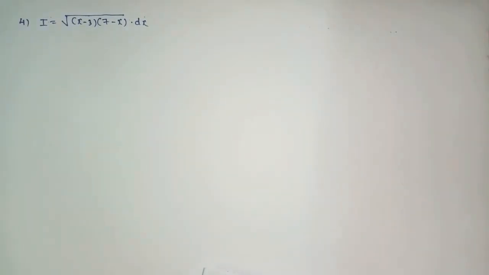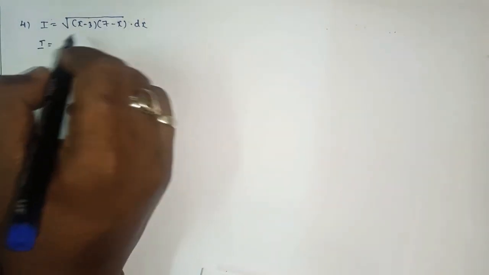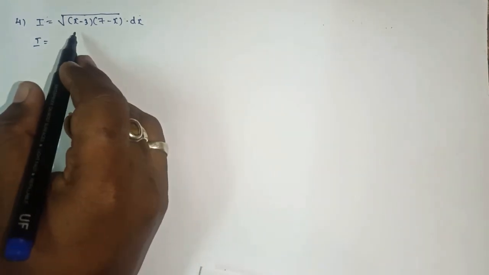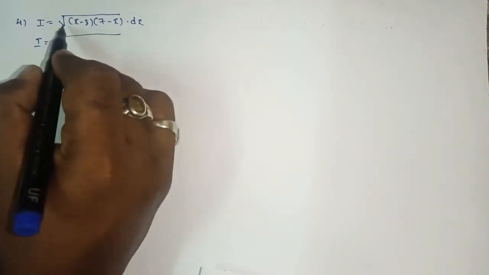Okay, so now we'll see the next sum, as here we have the pattern, it is a little different. Here we have two sections inside the integral, that is x minus 3 and 7 minus x. So let's expand this bracket.